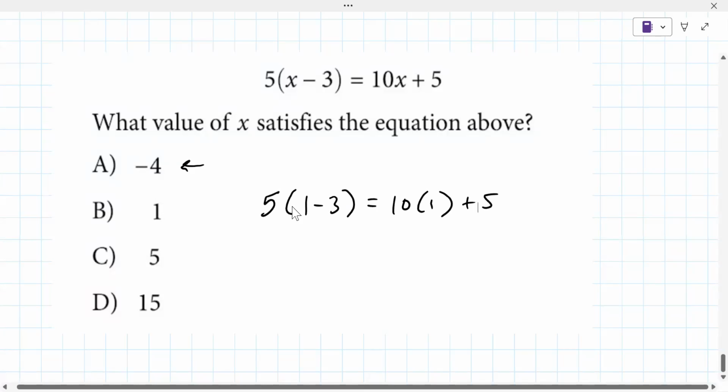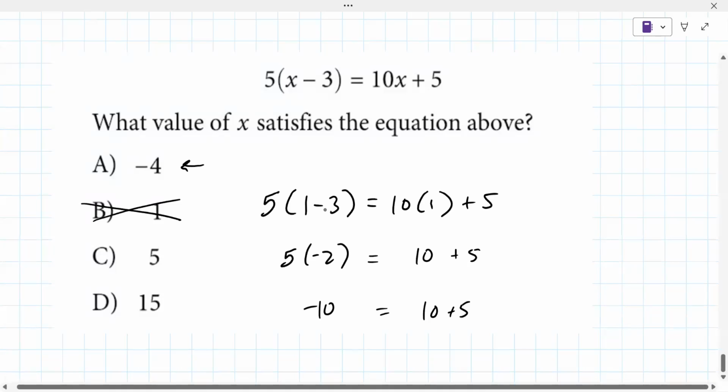Okay, what is 1 minus 3? That's -2. Okay, and what is 5 times -2? That is -10. Okay, and how about on the right here? What is 10 times 1? 10. Okay, plus 5, these are not the same. So did you try A? Yeah, but it's not even the correct answer.